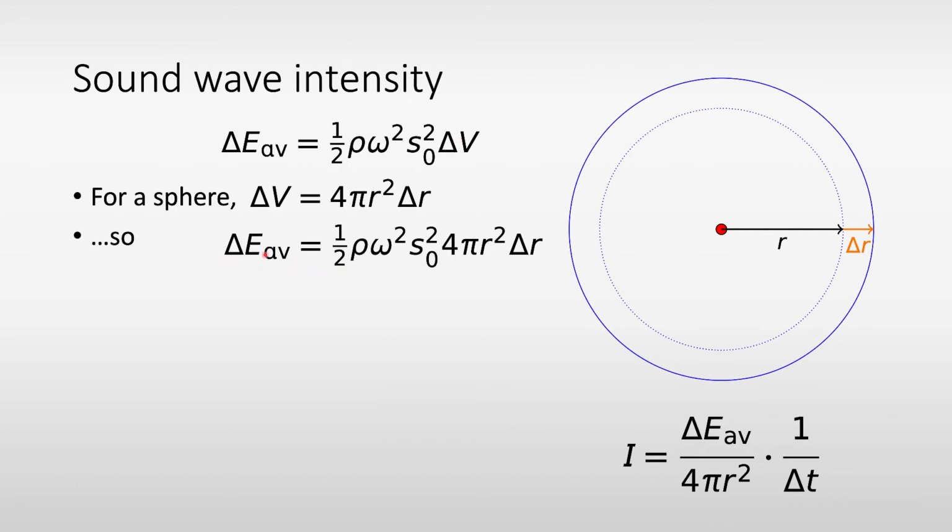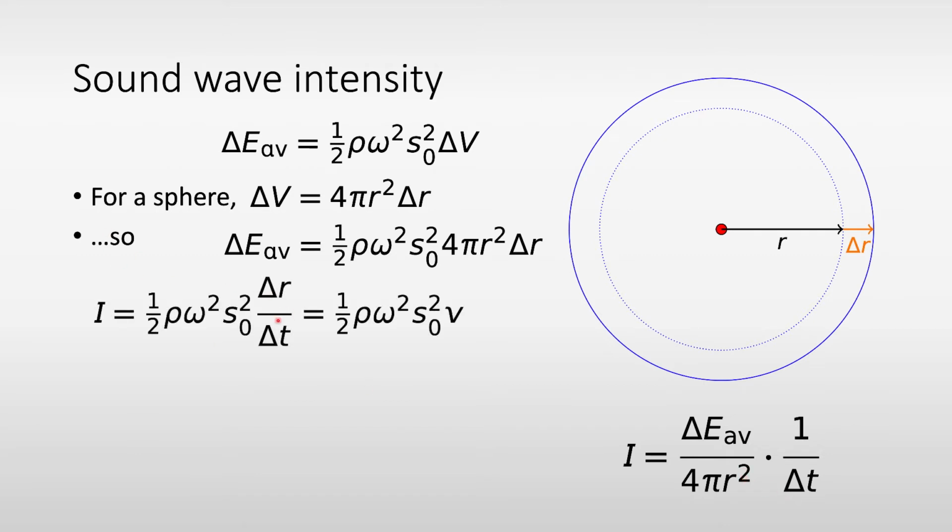We can now use this expression for the change in average energy and put it into this equation that we derived before for the intensity. If we put it in here, our 4 pi r squared cancels, and we end up with this delta r over delta t term, which is simply the linear velocity of the wave passing through the air. And we end up with a rather simpler looking expression for the intensity.